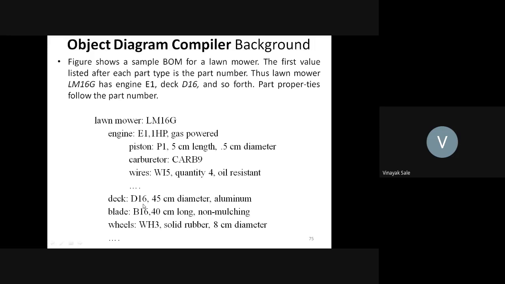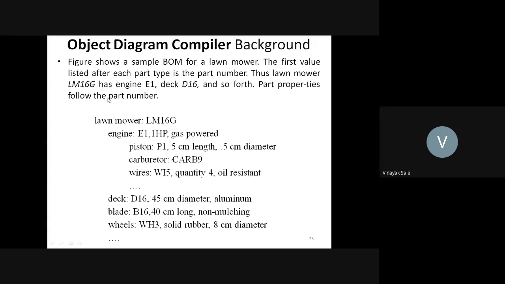Then deck D16, 45 centimeter diameter, aluminum material. Then in case of blades, blade B16, 40 centimeter long, non-mulching. Then what about wheels? WH3, solid rubber, 8 centimeter diameter. These are descriptions related to different parts: deck, blade, wheels. So engine, deck, blade, wheels are the parts or attributes of the lawn mower. Okay, this figure shows the bill of material of the lawn mower.